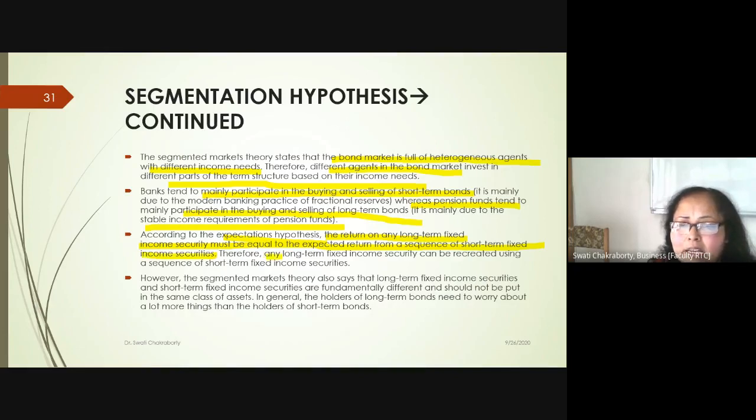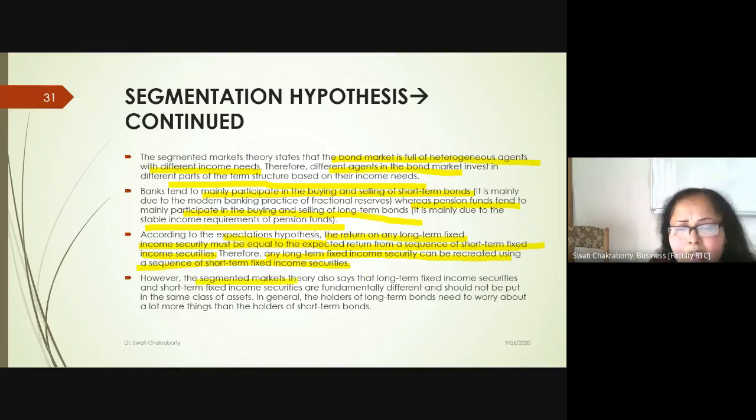So, any long term fixed income security can be recreated using a sequence of short term fixed income securities. That's what we said, right? If you invest in short term securities for 1 year, then 1 year, and whatever we get, and if you invest straight away in a 2 year security, we will get the same return.